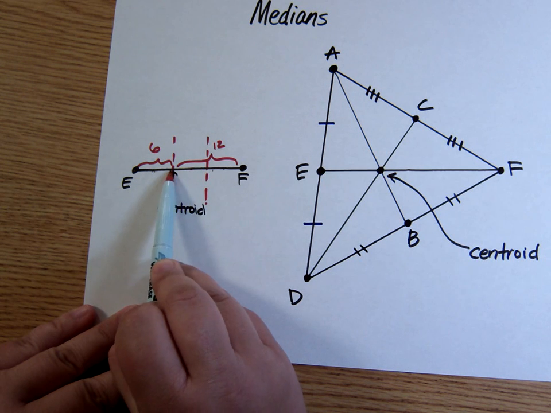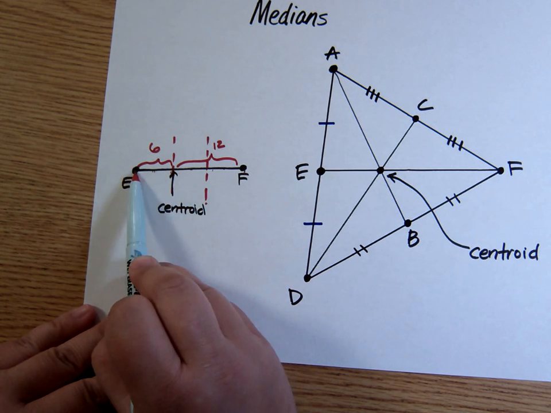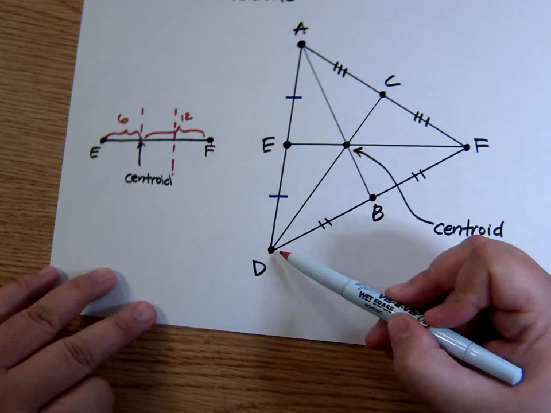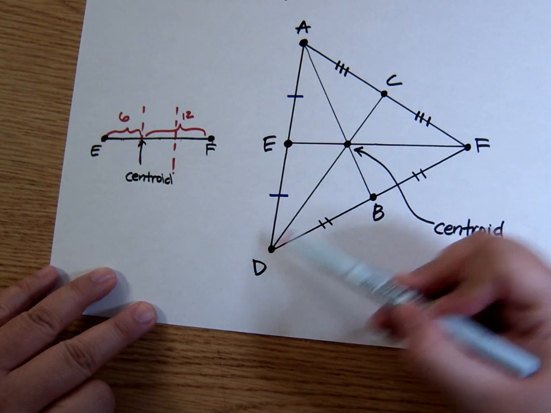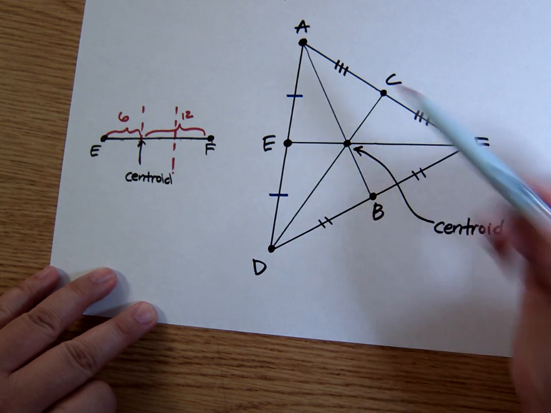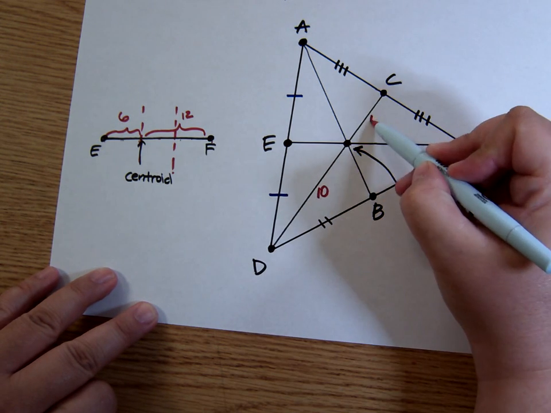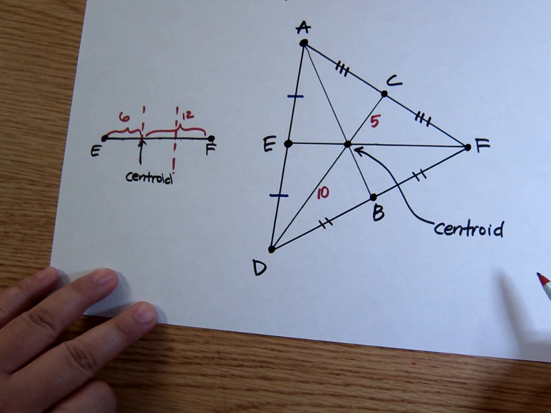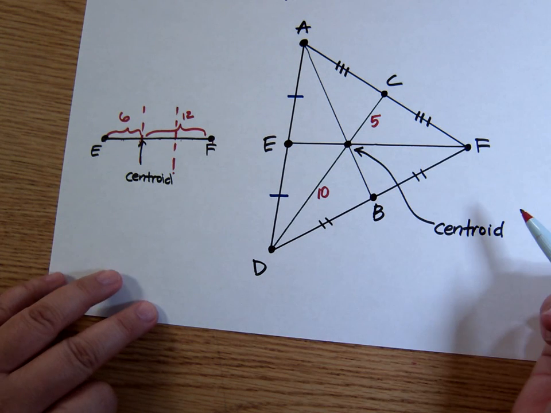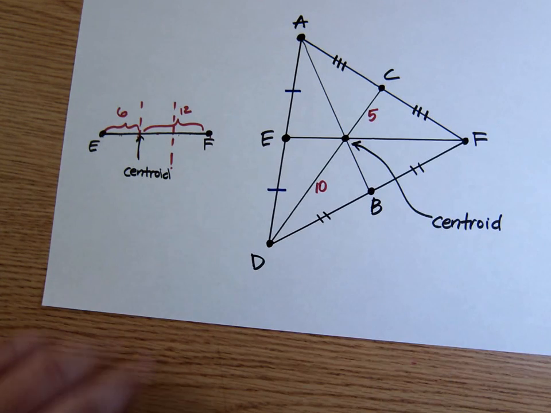The bigger part from the centroid to the vertex is always going to be twice as big as from the centroid to the midpoint. So for instance, on this segment, from D to the centroid is twice as long as from the centroid to C. So if this was 10, then this would only be 5. And the length of the whole segment DC would be 15 because I'd put 10 and 5 together. Okay, so that's the basics on medians.